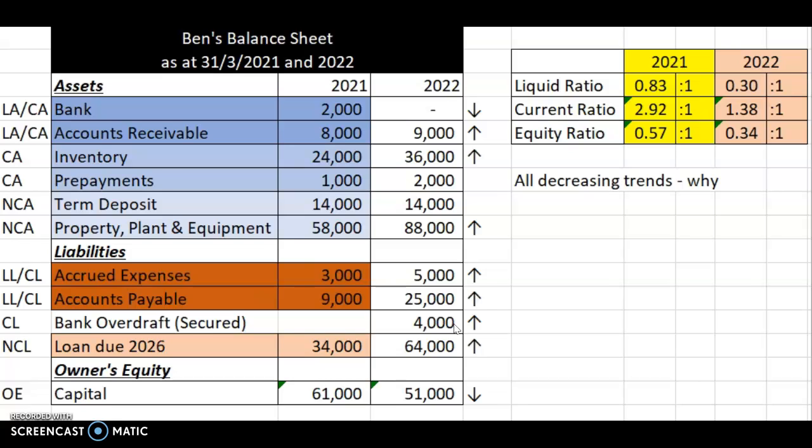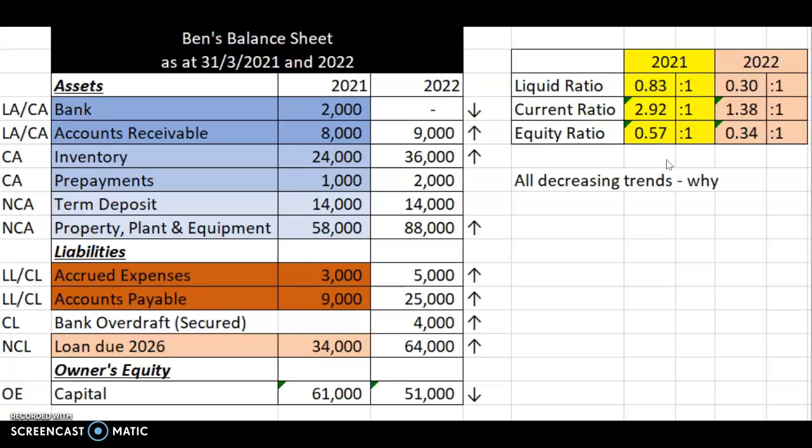The second one that we have a look at is this increase in property, plant, and equipment. So Ben's been growing his business, funded by borrowing. So this has meant that the equity ratio will have decreased because there's an increase in liabilities, but no increase in capital to cover that. And thirdly, the problem we can see is the inventory has grown by 12,000, and that's been mainly by borrowing or buying on credit. So you've got a 16,000 increase in accounts payable. So all of these are going to negatively impact on these ratios.